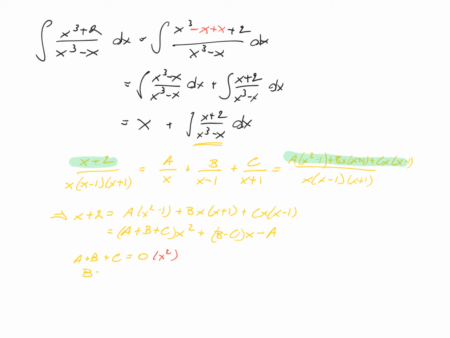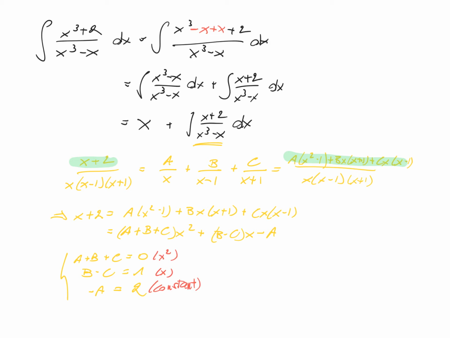Same thing, b minus c is the coefficient of x on the right hand side, has to be equal to 1, which is the coefficient of x on the left hand side. And then minus a, which is the constant term, has to be equal to the constant term here, 2. So I have a set of equations. I have 3 equations for 3 unknowns, and I can then find a solution for a, b, and c.